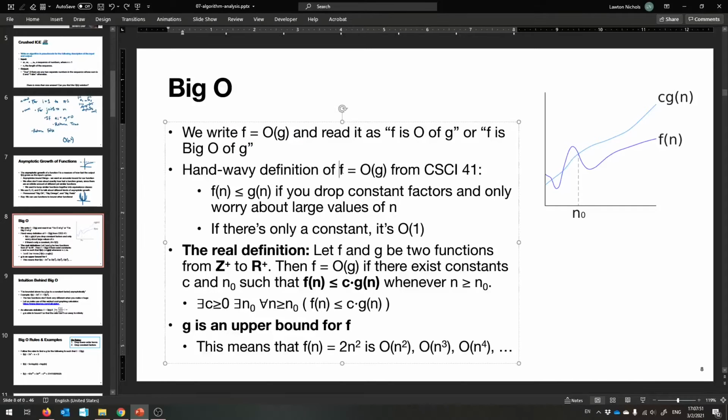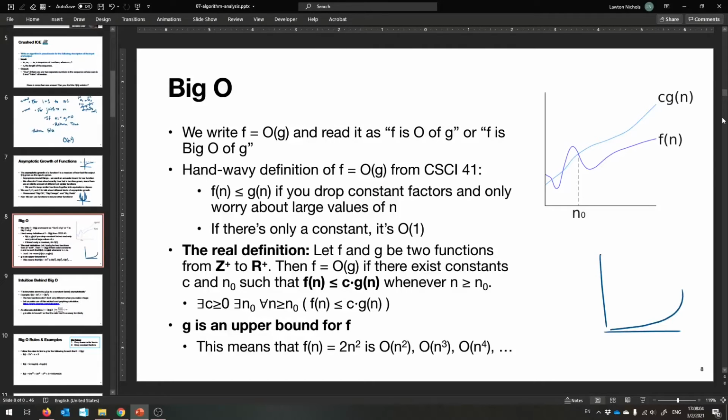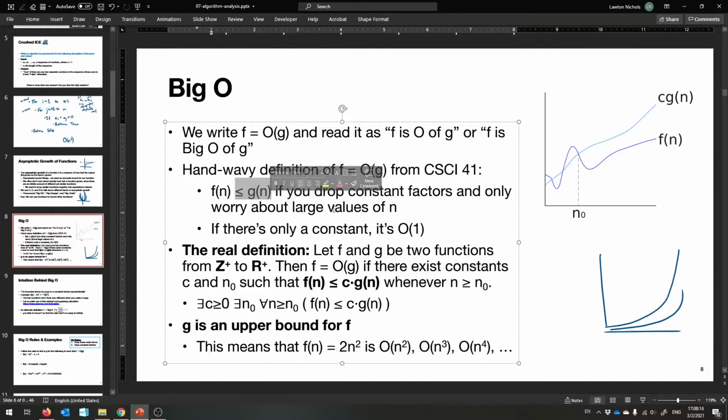The way that we've defined this before is something like, okay, f is always smaller than g. G is the upper bound, okay? G of n is way up here, and here's our f. And g is very close to f, but it's always bigger. That's kind of the hand-wavy CSCI 41 definition. It's like, f of n is less than g of n for all these n when you drop constant factors and only worry about large n values, okay?